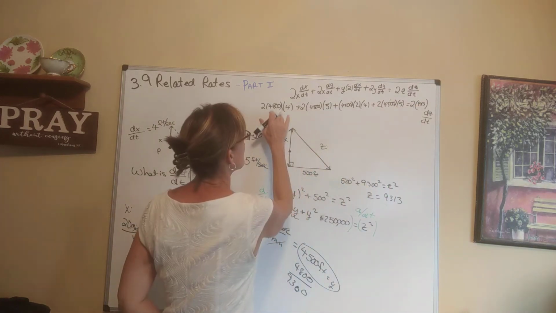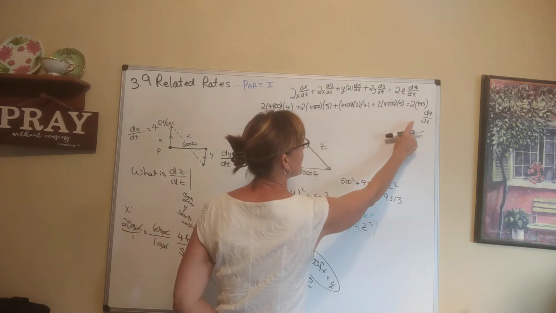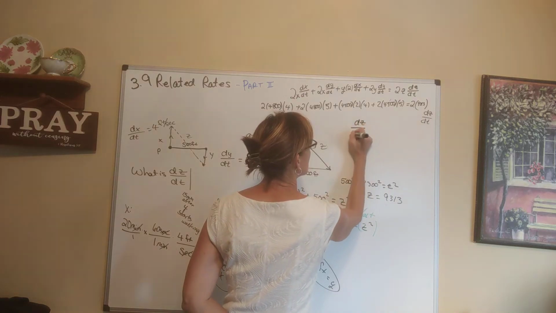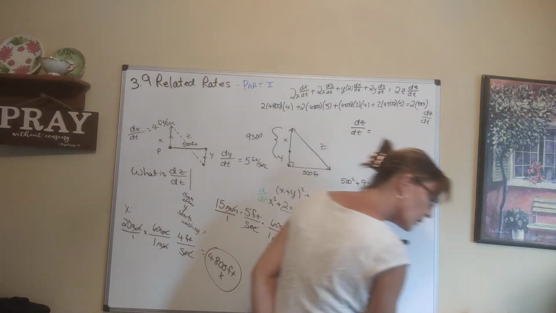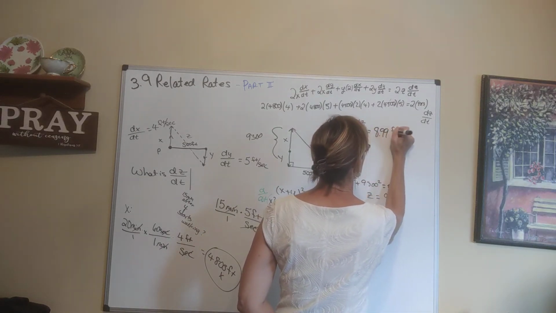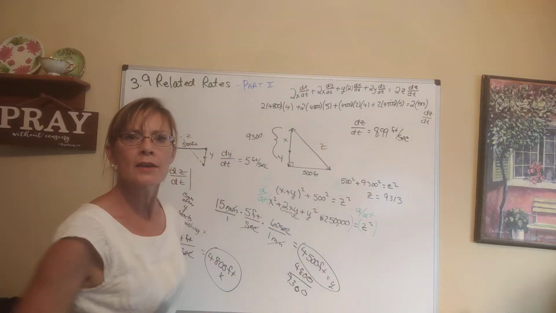9,313. This is some algebra. Multiply, multiply, multiply, multiply. Add those together. Divide by 2, 9,313, and we get that dz/dt is equal to 8.99 feet per second. That's what you're going to get when you do that algebra right there.